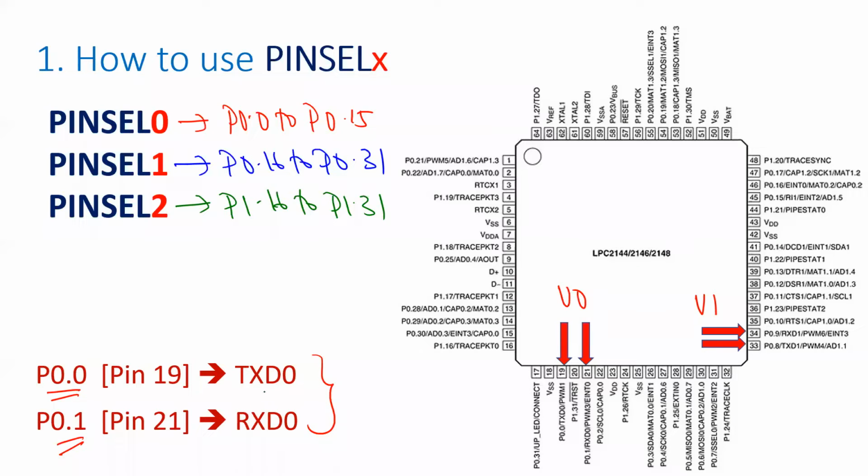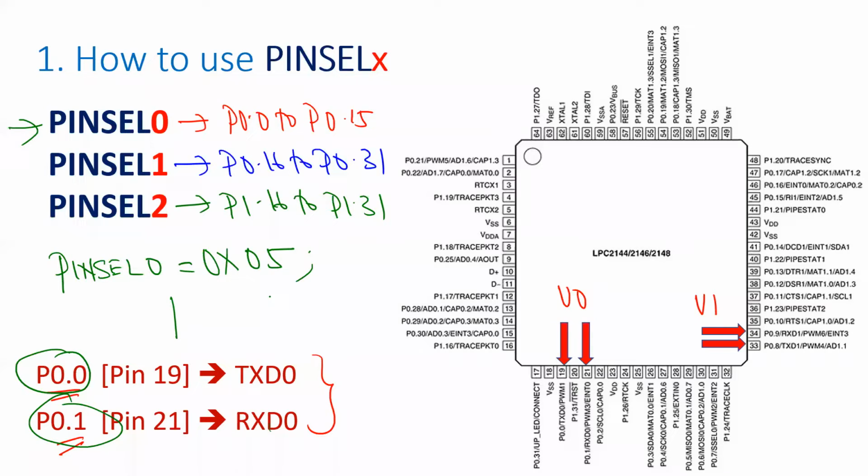So where are these transmit and receive pins located? Port 0.0 and 0.1. And where is it controlled by pin select? So the first and foremost job is pin select 0 is equal to hexadecimal 05. How is this data arrived at? In the first 2 bits, we have to write a value of 01. Why 01? Because the transmit data is the first special function in port 0.0.